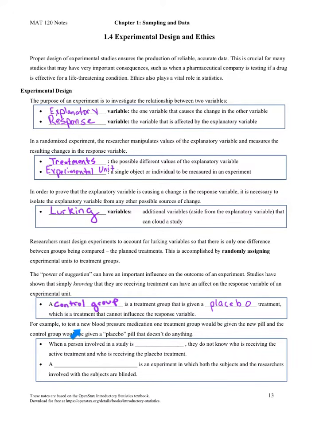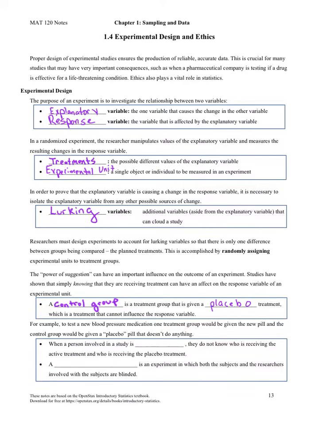For example, to test a new blood pressure medication, one treatment group would be given the new pill that is being tested, whereas the control group would be given the placebo pill that doesn't do anything.